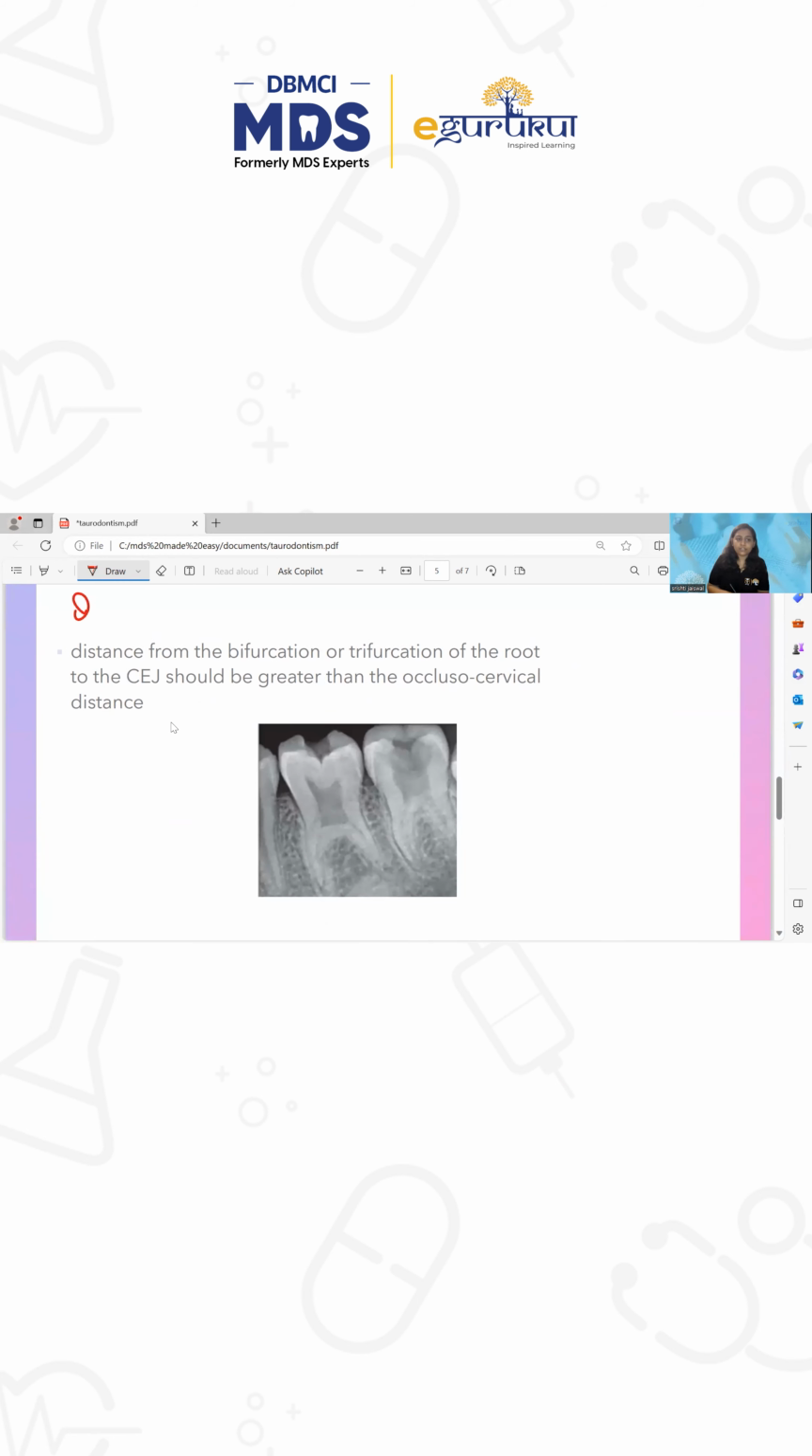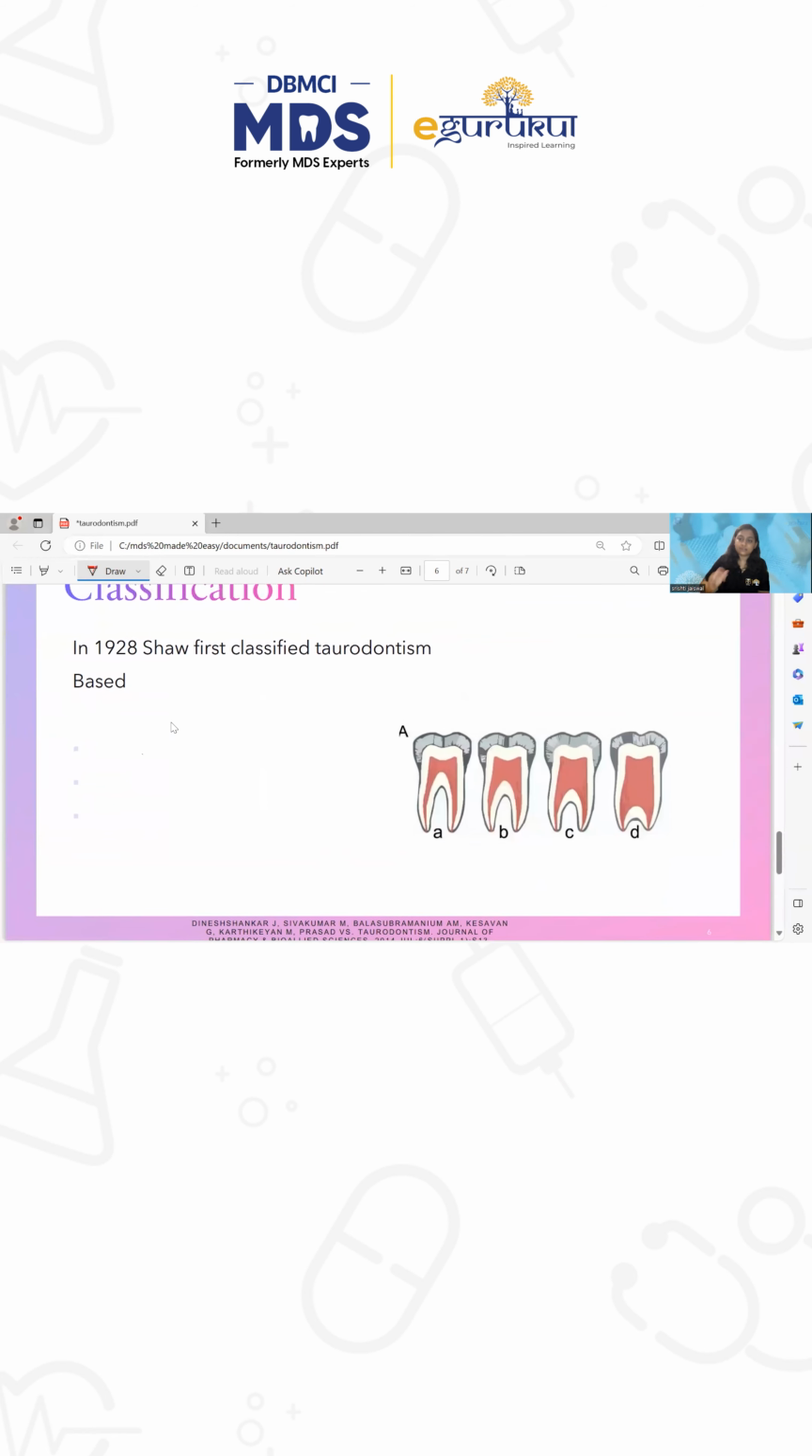Now, a very important question. The distance from the bifurcation or the trifurcation of the root to the CJ should be greater or smaller than the occlusocervical distance? So it should be greater. This distance will be greater than the occlusocervical distance in taurodontism, because here it is called a bull-like tooth. Okay, bull-like tooth.